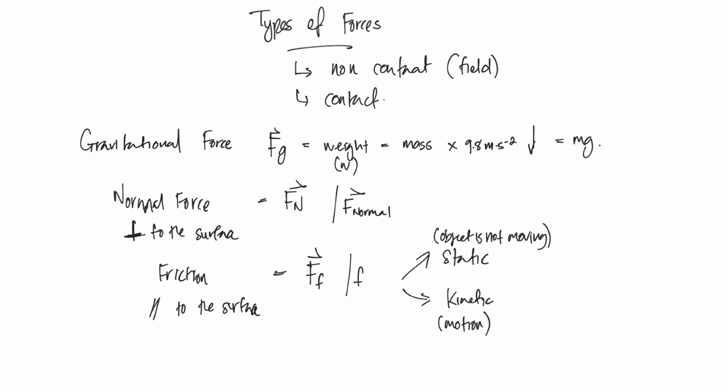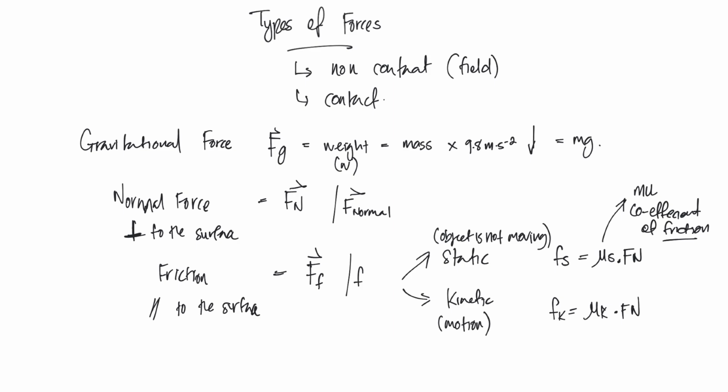So the symbol we use for static friction is Fs, and it gives us the formula mu s times Fn. And for kinetic friction, it's Fk, which gives us the formula mu k times Fn. And at this point, you should be able to identify whether it's a static situation or kinetic situation. And this symbol here is a mu, right? And it stands for the coefficient of friction.